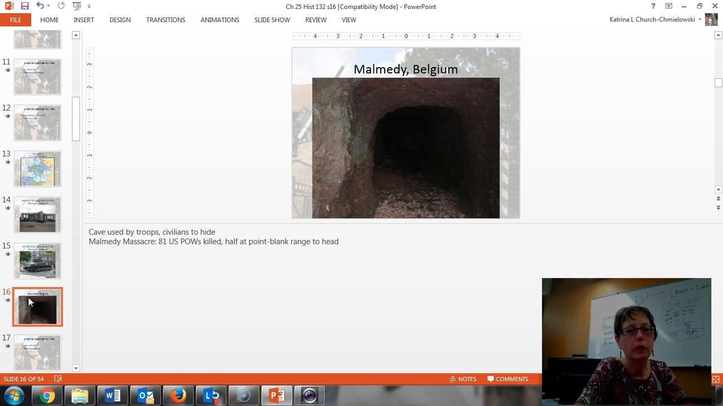And here's Malmedy. Malmedy is where there was what was called the Malmedy Massacre, where 81 U.S. POWs who had surrendered were massacred, most of them at point blank range. They were shot directly in the head as they were standing there or kneeling there. These were caves, and there are caves in this region where civilians and troops were hiding. These were some fierce battles here.